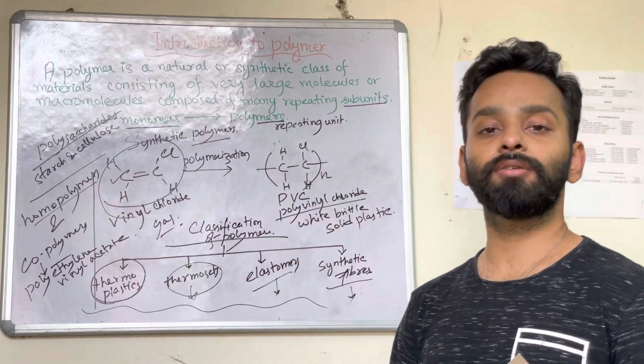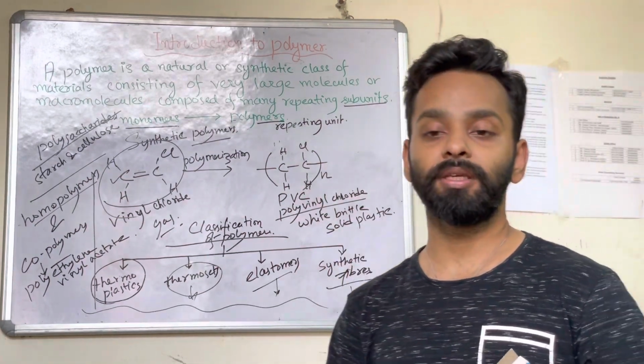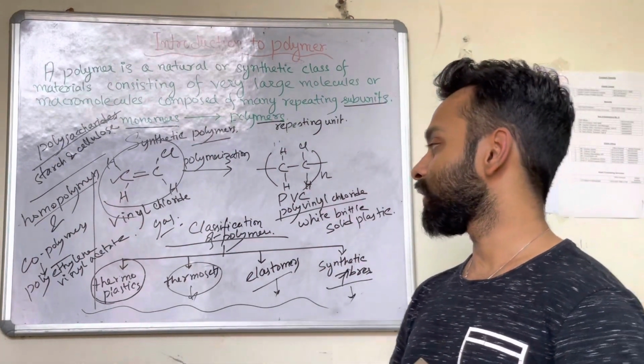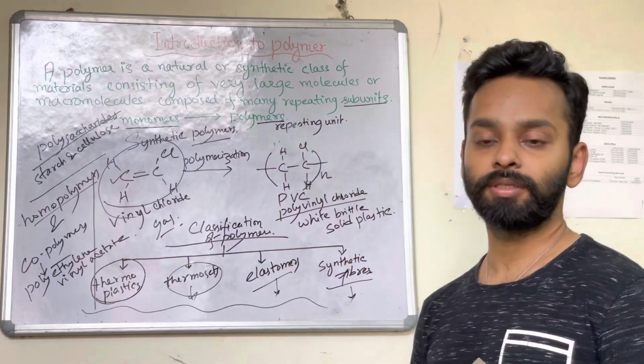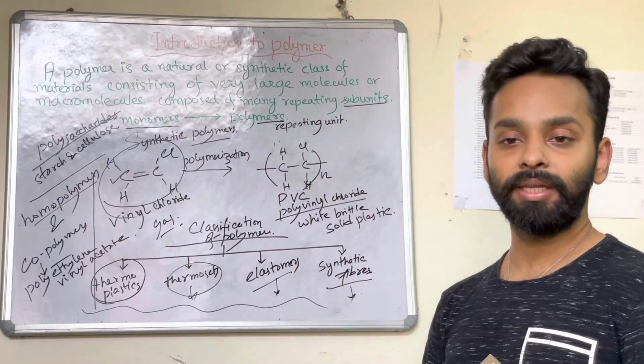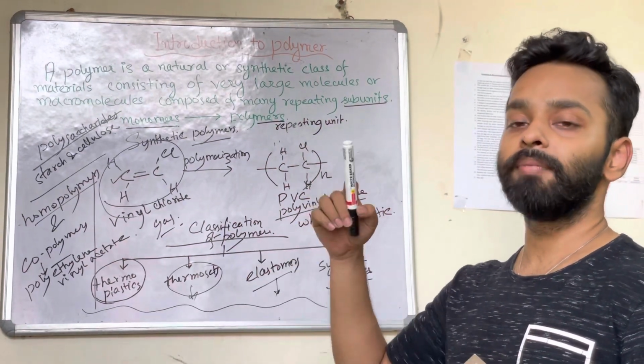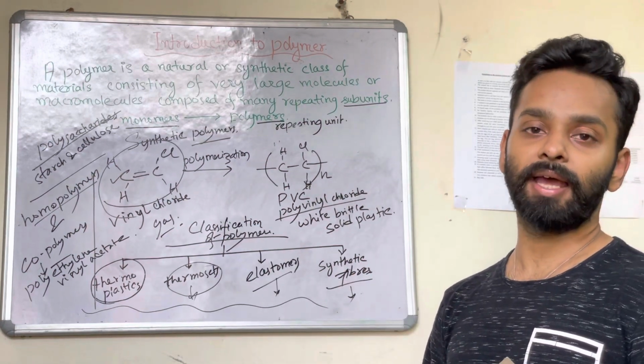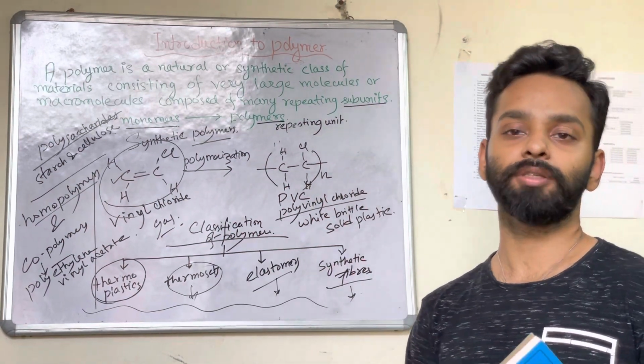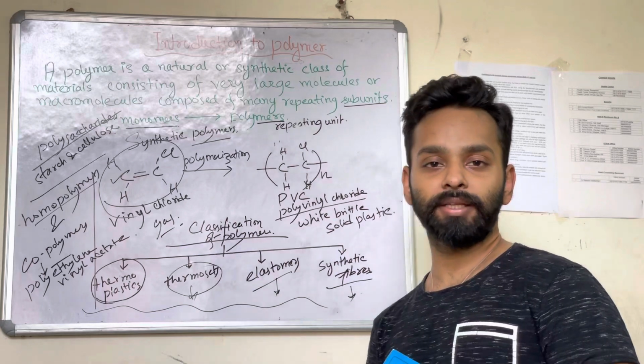We have also seen that based on the type of the repeating unit, they can be classified as either homopolymers or copolymers. Also, we have seen the applications of some of the main groups of polymers, that is natural polymers and synthetic polymers. So with this, we will end today's lecture video.